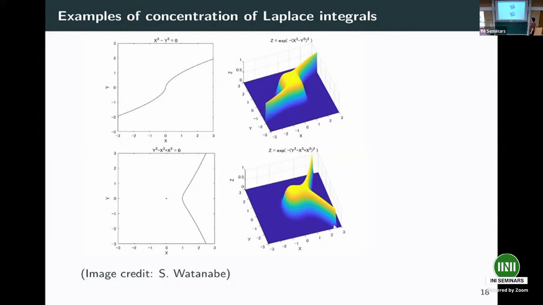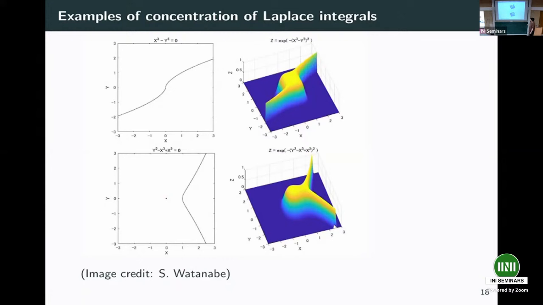So for instance, let's look at this function, a non-negative function, x cubed minus y to the 5, squared. The W0 is the same as this locus, so it's this curve. And if you look at this integral, most of the mass is concentrated around zero, the most degenerate point. If you do exponential of minus n times f and let n go to infinity, this blob in the middle will shrink, but much slower than elsewhere.